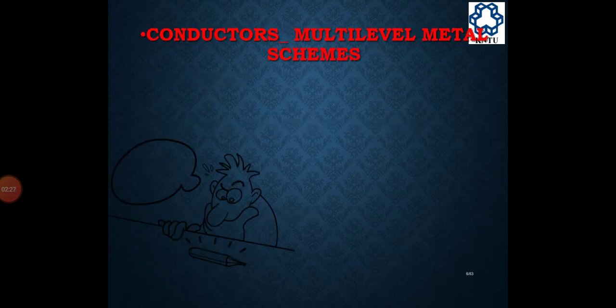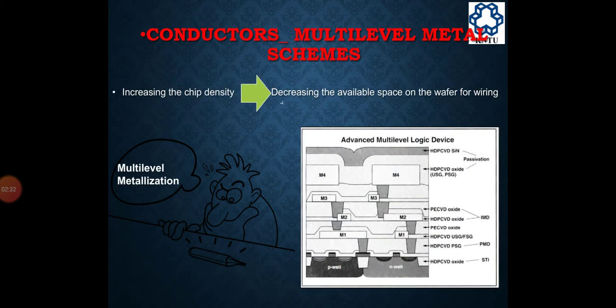And now, conductors, multi-level metal schemes, like increasing the chip density, decreasing the available space on the wafer for wiring. If you increase the chip density, then obviously the space of the wafer wiring will be decreased. If you see in the figure, advanced multi-level logic device, there are P level and N level below and above. There are metal layers which are connected via vias, and it is connected to the outside world, like transistors connected to the outside world with metal. These are different layers of metal 1, metal 2, and so on.